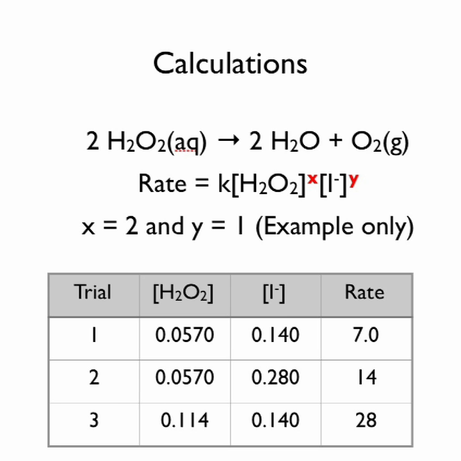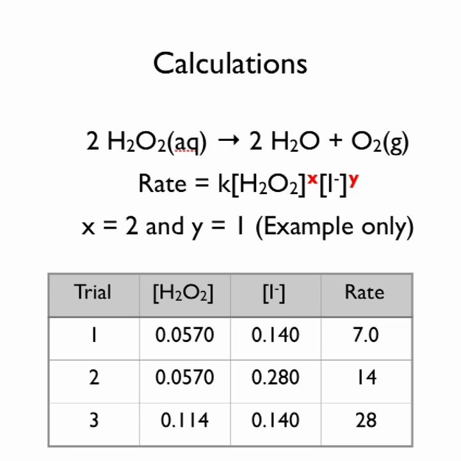For example, on this slide we have some sample data, and it shows the decomposition reaction of hydrogen peroxide. We know that our rate law is equal to a rate constant K times the hydrogen peroxide concentration raised to the power of X and the iodide ion concentration raised to the power of Y. And then in the table at the bottom of this slide, we have 3 sets of experimental data. If we look at trials 1 and 2, we can see that the main difference here is that we've doubled the concentration of iodide ion.